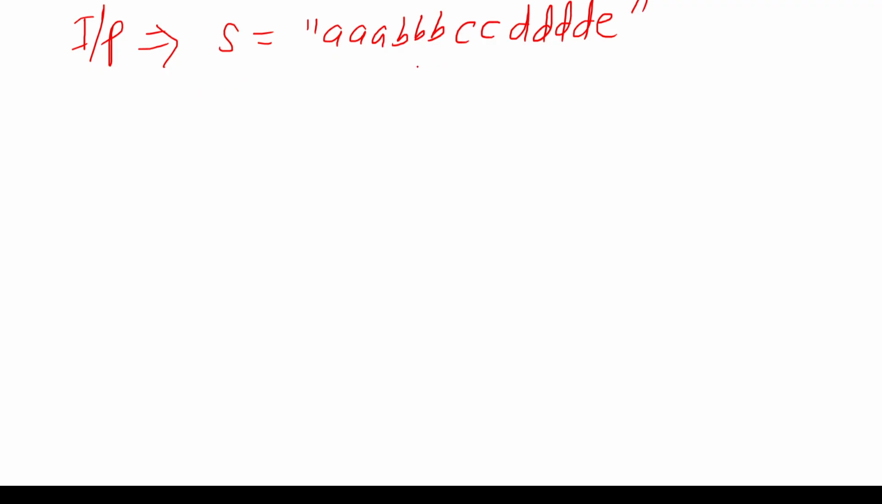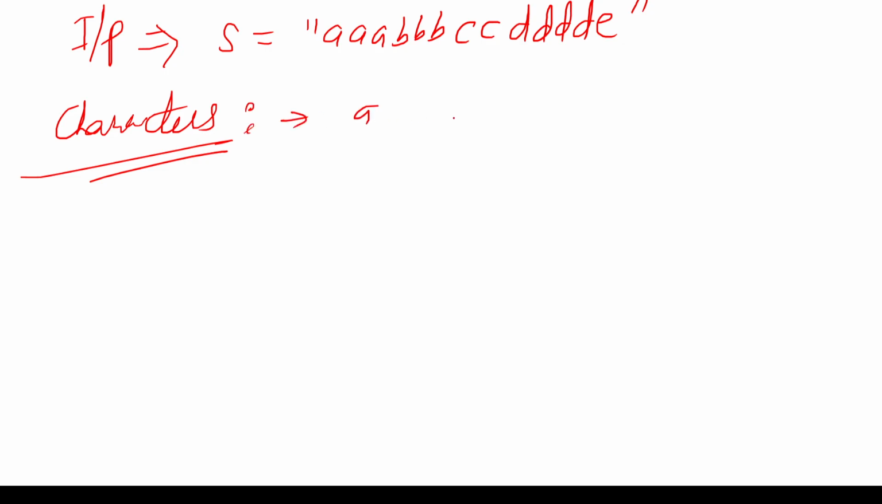So what are the characters here? What are the characters we have? The characters that we have here are A, B, C, D, and E. But these characters occur multiple times here. That is fine, but let's try to understand the count for each character, each letter.